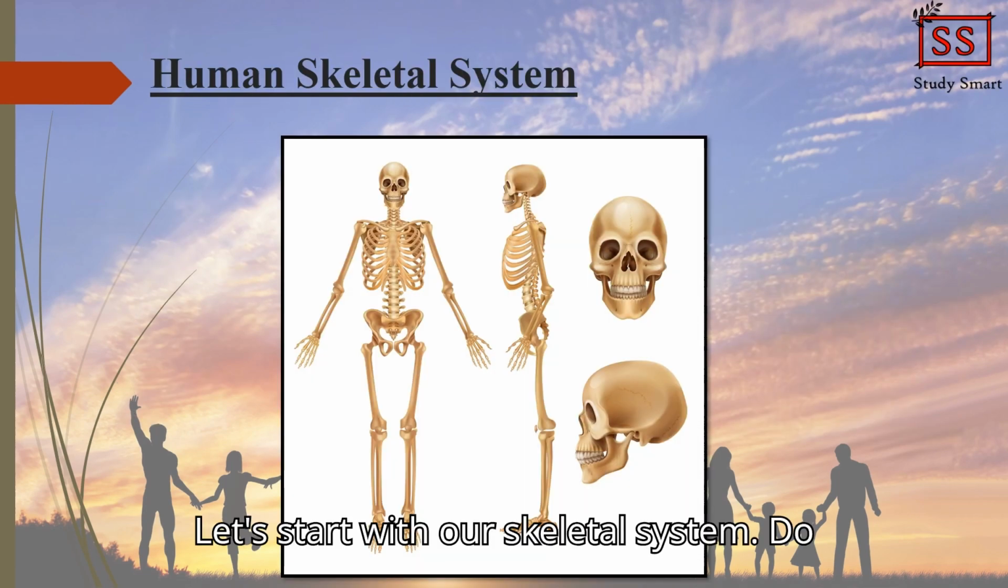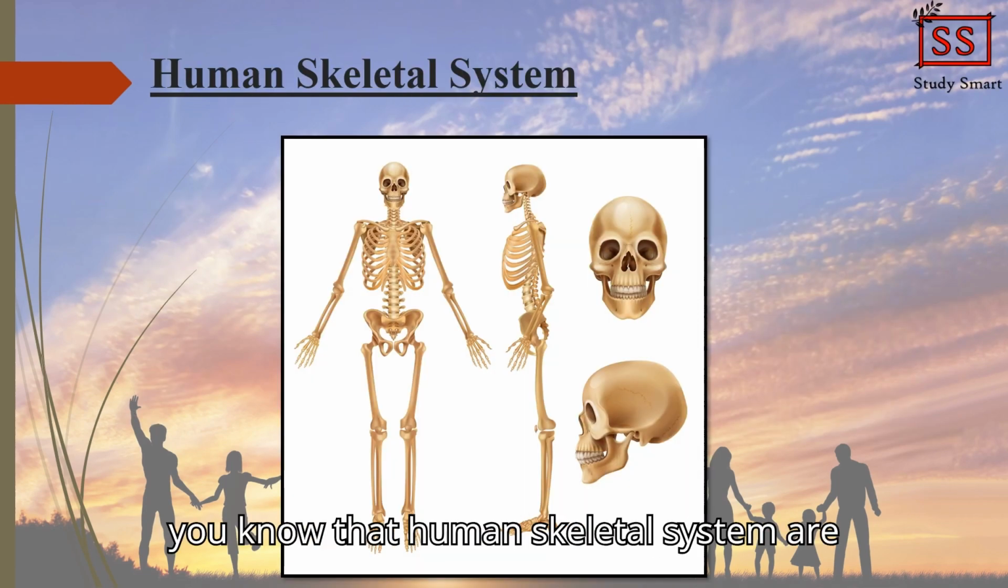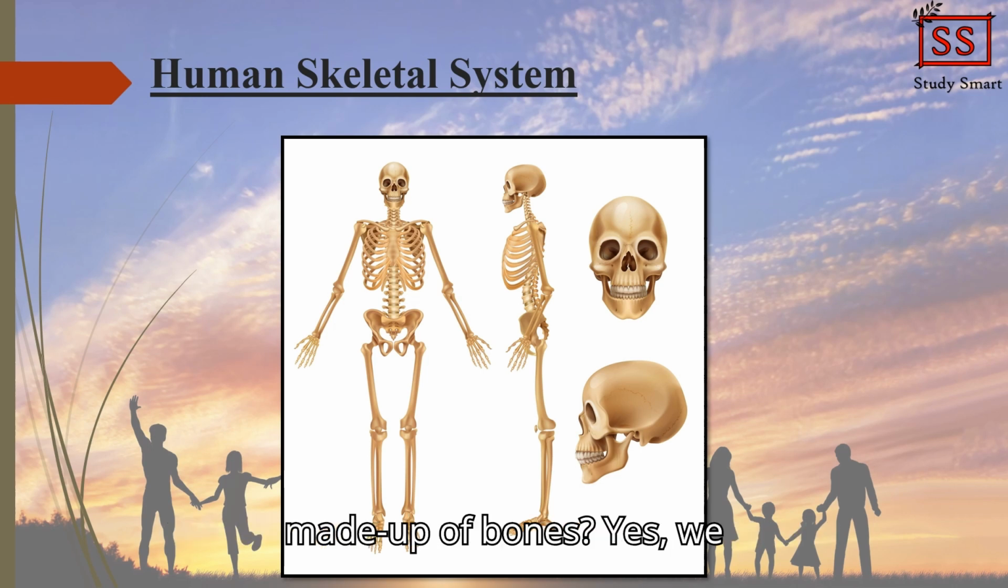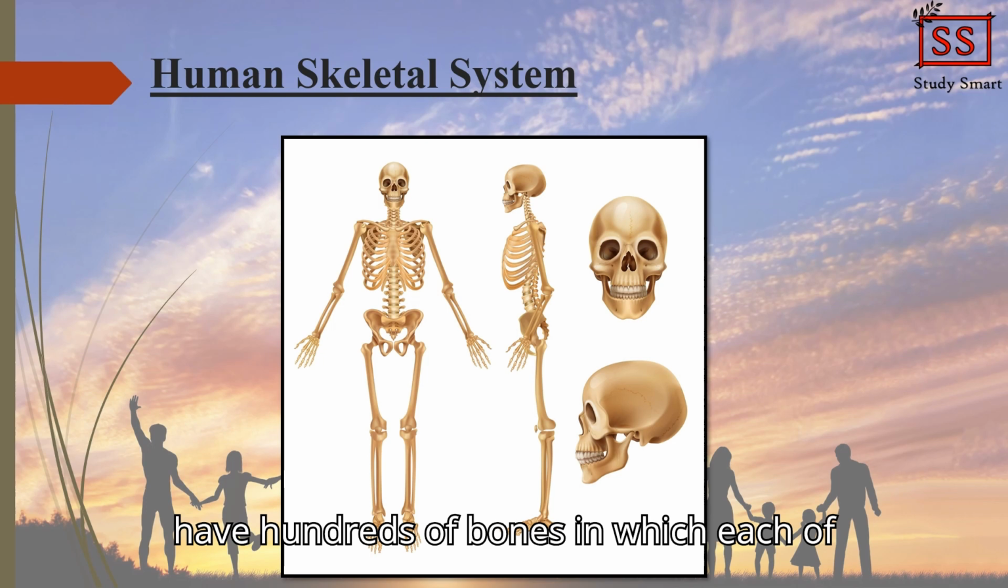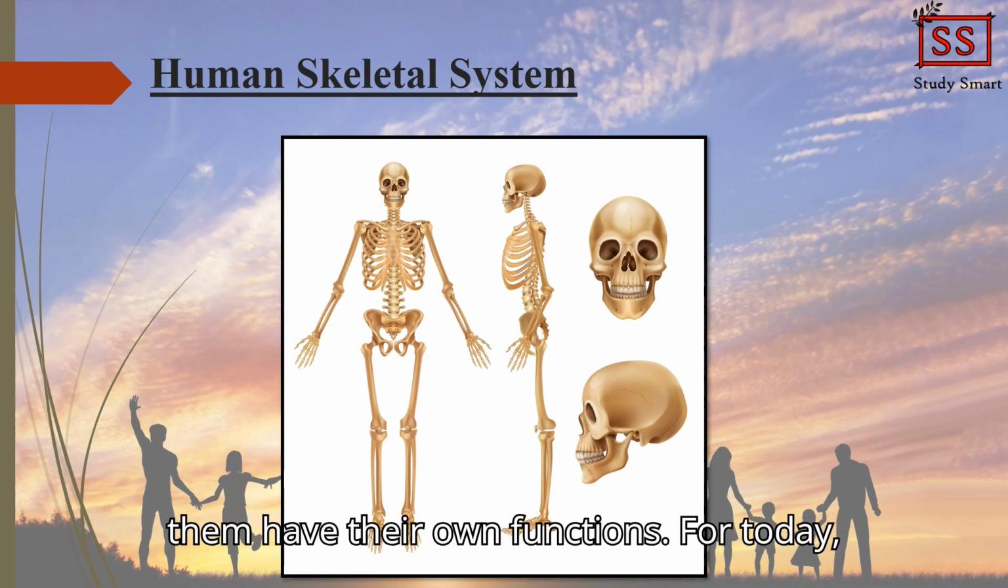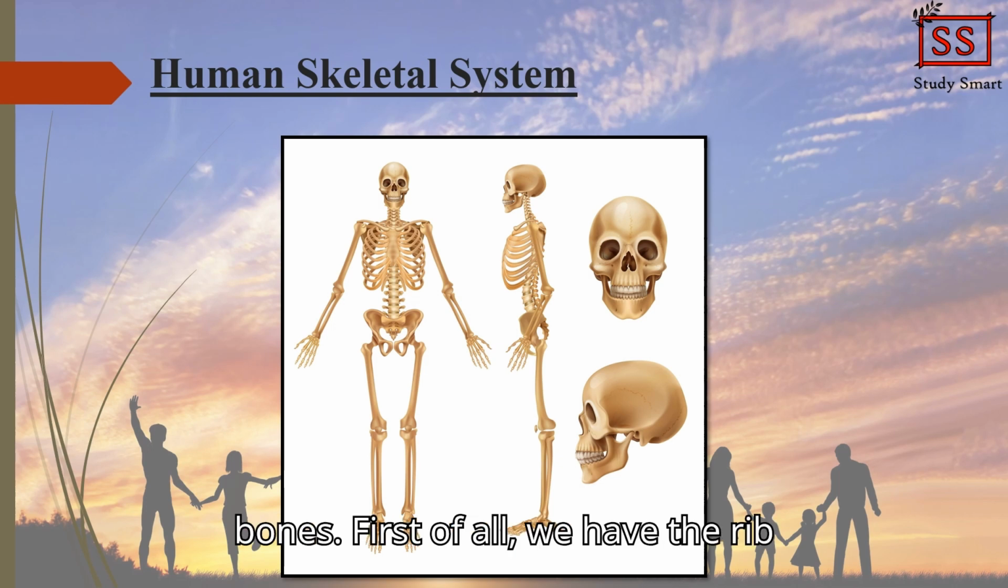Let's start with our skeletal system. Do you know that the human skeletal system is made up of bones? Yes, we have hundreds of bones, each of which has its own function. For today, let's look at the main few types of bones.